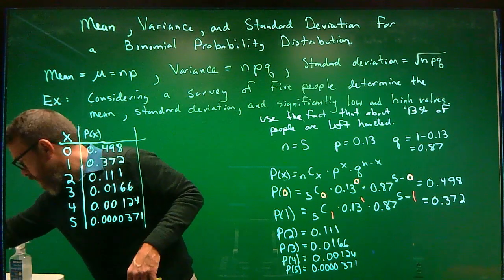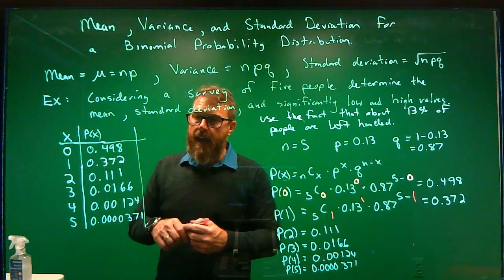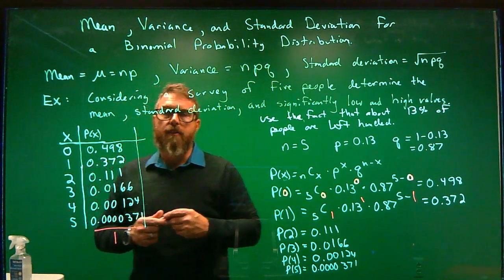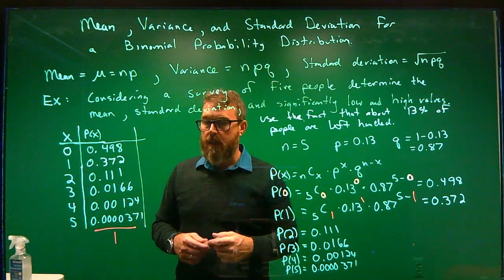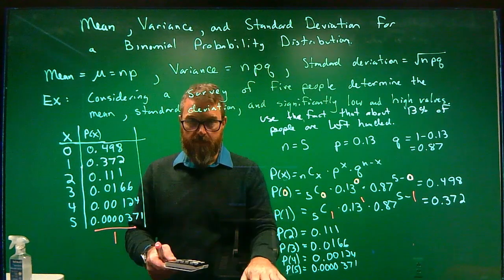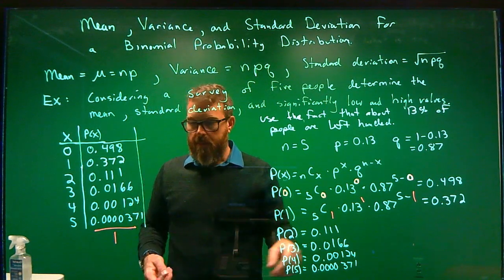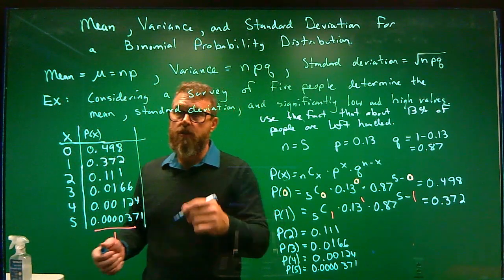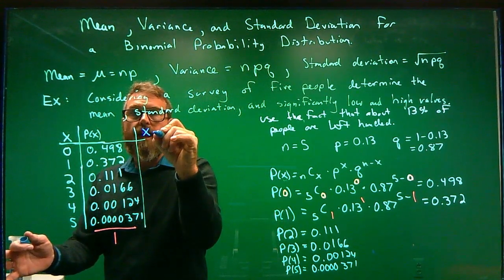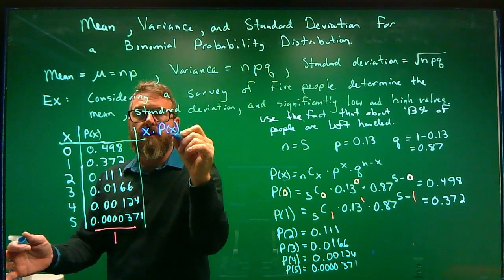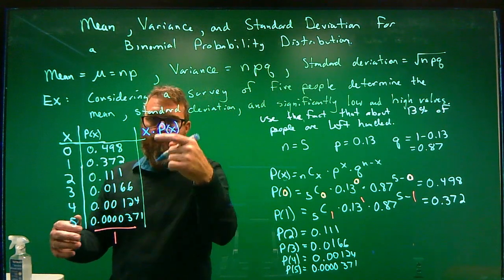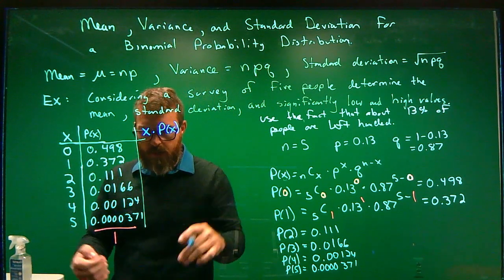And what we know is that this is a probability distribution. What's interesting about this is if I add this column, I will get 1. Now, I've done a little bit of rounding. It might not be exactly 1, but it's going to be pretty darn close, okay? In order to find the mean and the standard deviation, remember that this is a probability distribution, so to find the mean, I just have to do x times p of x. So I will do some of them, and then I'll use the calculator to find the other ones.